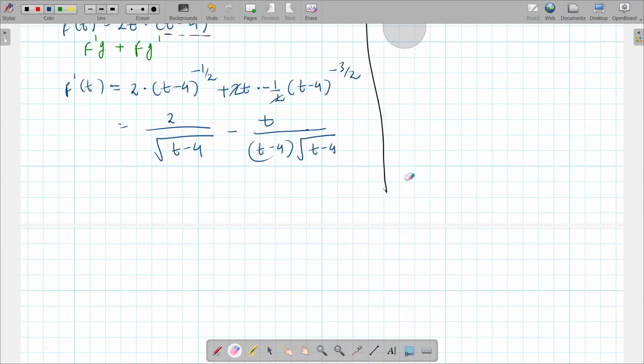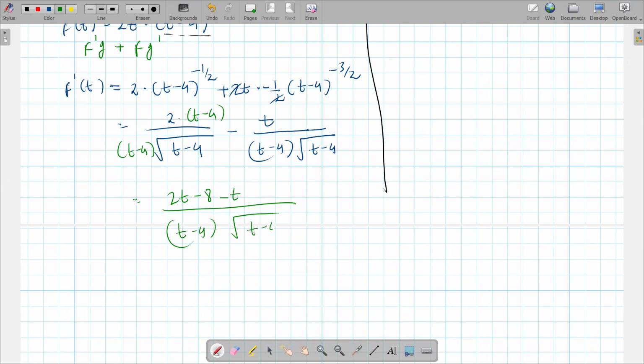From here, we need to take the LCD. So you need to multiply this by t minus 4. You need to multiply this by t minus 4. So the answer is 2t minus 4, minus 8, sorry, minus t, all over t minus 4 times root t minus 4. So it'll be t minus 8 over t minus 4 to the power of 3 over 2, something like that. That's as far as you can simplify this. So that is using the product rule approach.